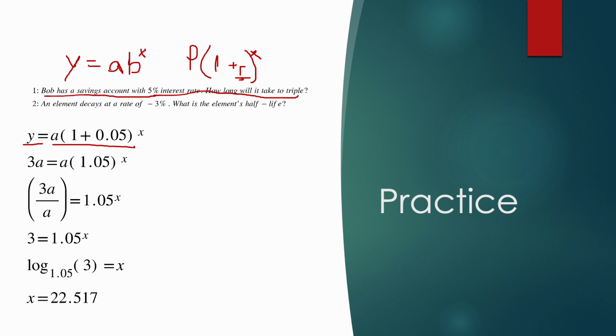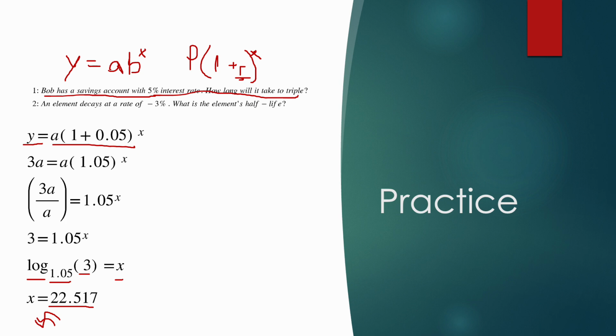And so if we take log base 1.05 of both sides, we get x on this side because the x just drops down like we've been over, and we get log base 1.05 of 3, which is about equal to 22.517. I should really have an about equal sign there because it's not exact, but usually 3 decimal places in this kind of stuff is good enough, at least for the math courses. Okay, so that was problem 1.